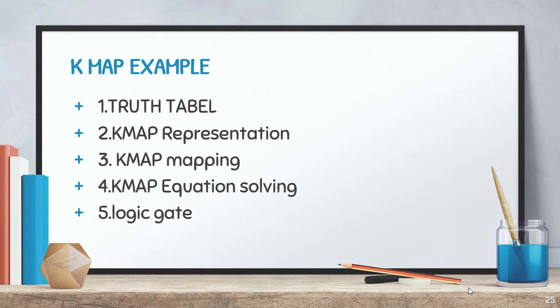In general, when a variable appears in both complemented and uncomplemented form within a group, that variable is eliminated from the resultant expression. Variables that are the same in all cells within the group must appear in the final expression. Each group gives us a product term, and the summation of all product terms gives us a Boolean expression.